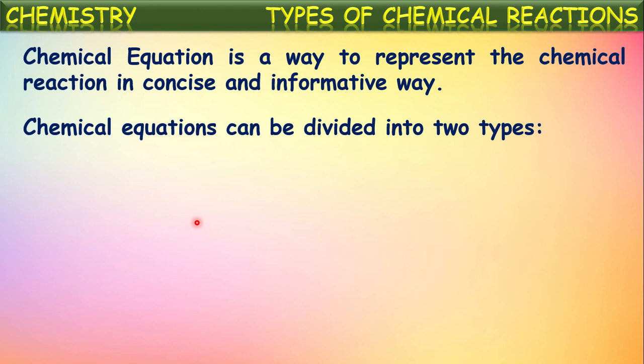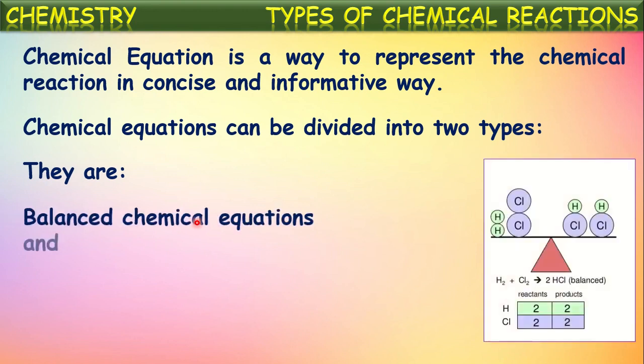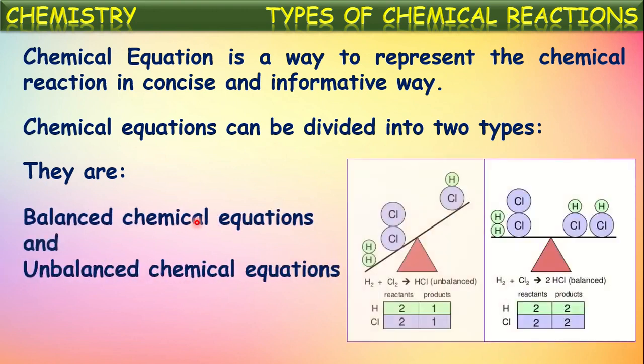These chemical equations can be divided into two types: balanced chemical equations and unbalanced chemical equations. In the chemical equation, as we said, the chemical formulae and symbols of the chemical substances participating and being formed are used. If they are balanced on both sides, then that equation is said to be a balanced chemical equation. If they are not balanced, then it is said to be an unbalanced chemical equation.